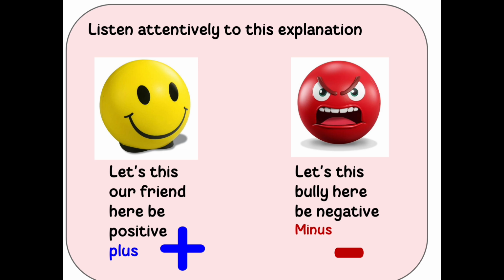Let this friend here be a positive, the plus. Let it represent our positive, right? On the other hand, we have this angry face. Let's name it bully. So let the bully here be negative, a minus. I'm sure you will always like a friend that smiles at you and not a friend that frowns at you, right? We don't want a bully here, right? So now let's see how these two work together.